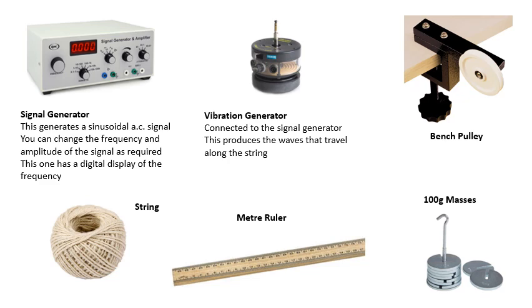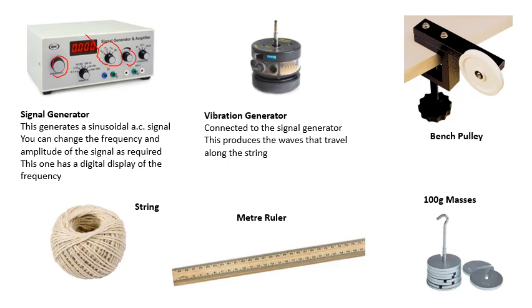Now, this is the equipment that you'll be using. You'll certainly be using a signal generator. What does a signal generator do? It generates a signal. It generates a sinusoidal AC signal. If you're using this one, make sure this knob here is on the sine wave, so you're getting sinusoidal AC, and you can change the frequency. This knob here changes the frequency. You can change the amplitude if you need to.